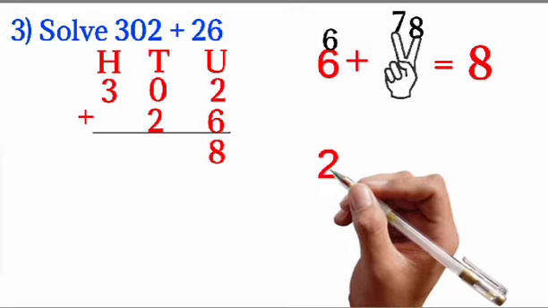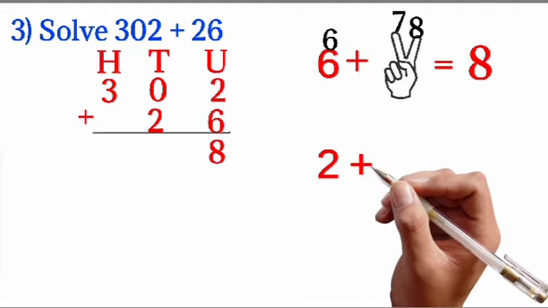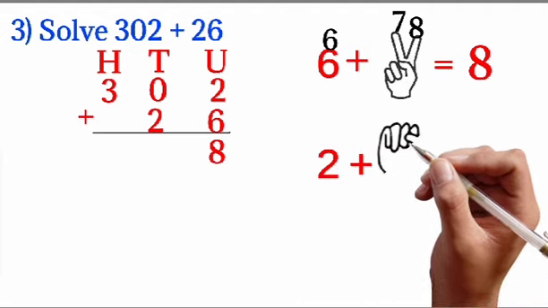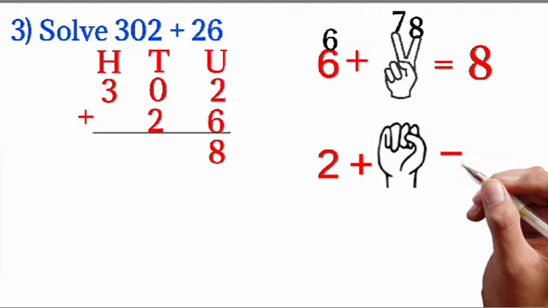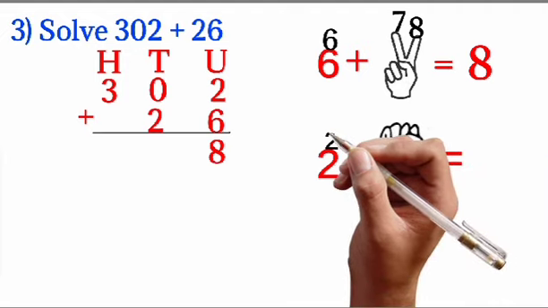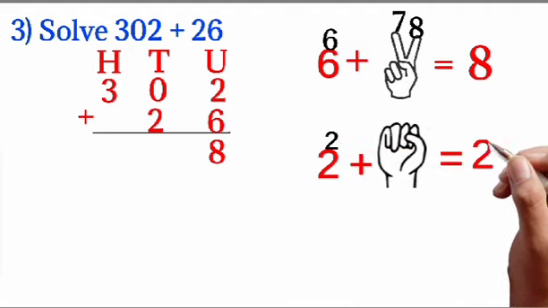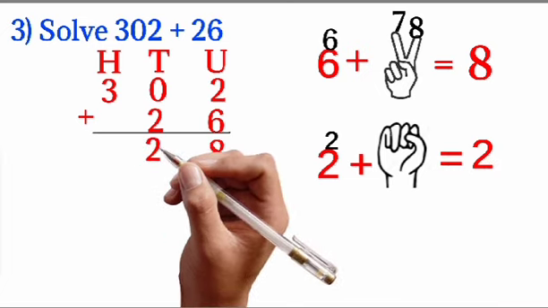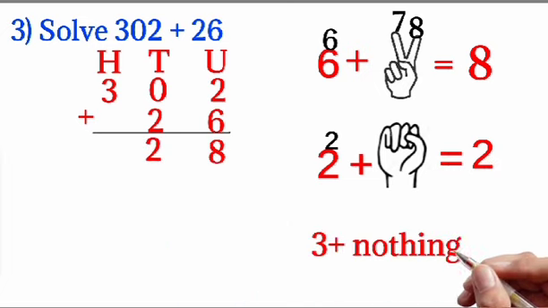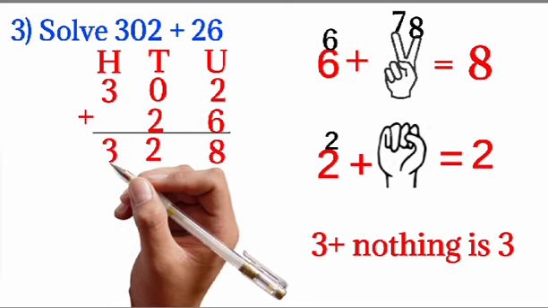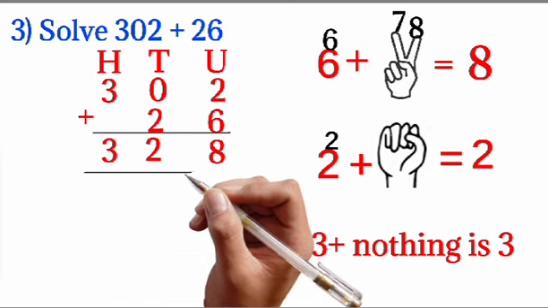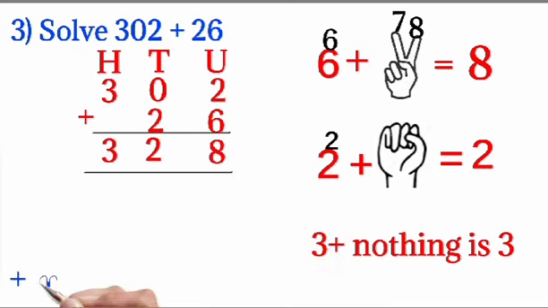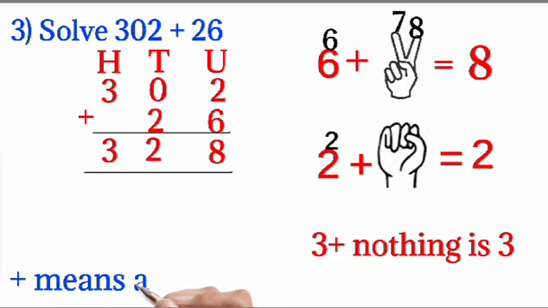2 in my head, 0 on my finger. 0 is nothing, so I'll just start with my 2. And that's my answer because there is no finger coming out. Then 3 plus nothing is 3. There is no number there. So we just write our 3. Remember, that's a plus sign. It means addition. Your plus sign also means addition.